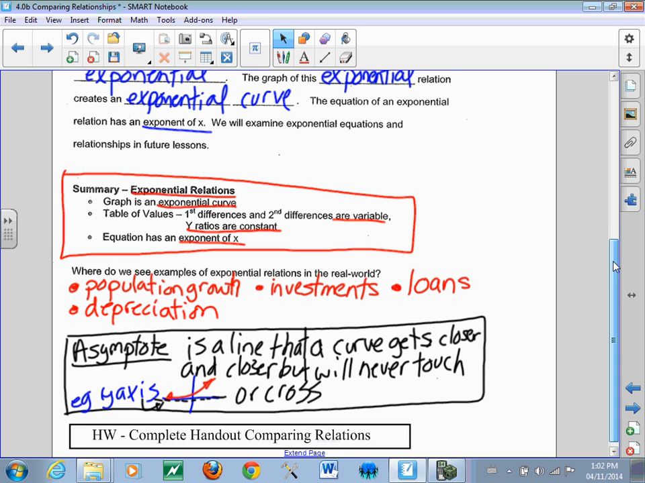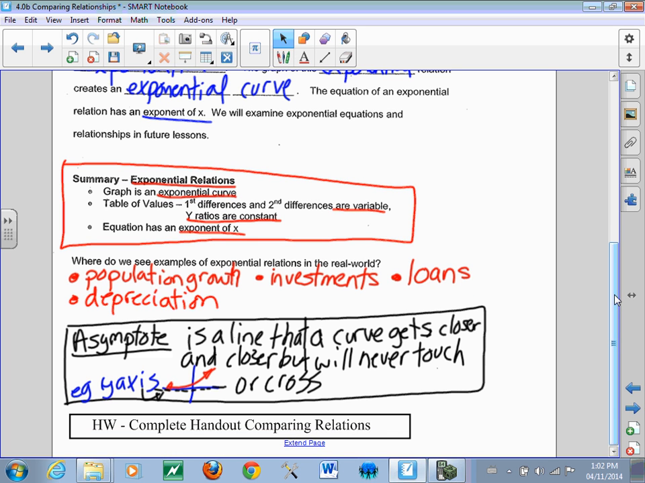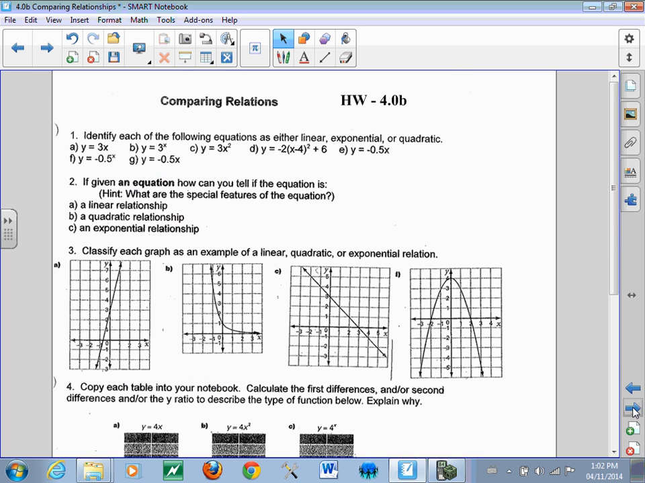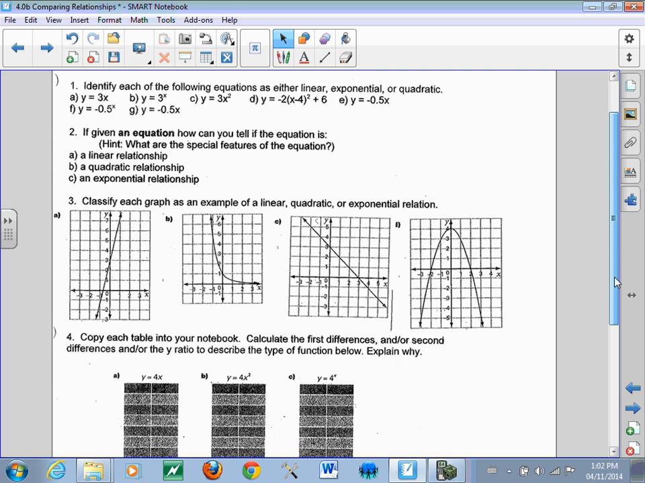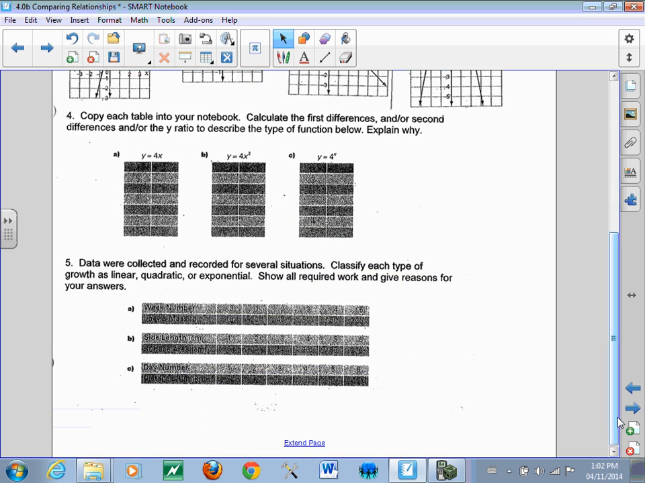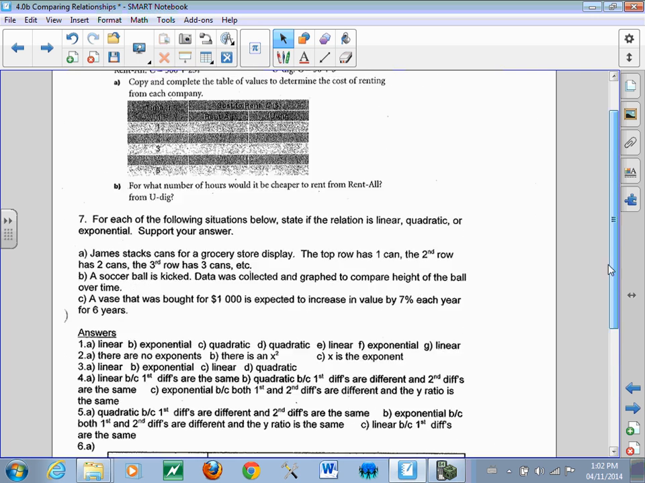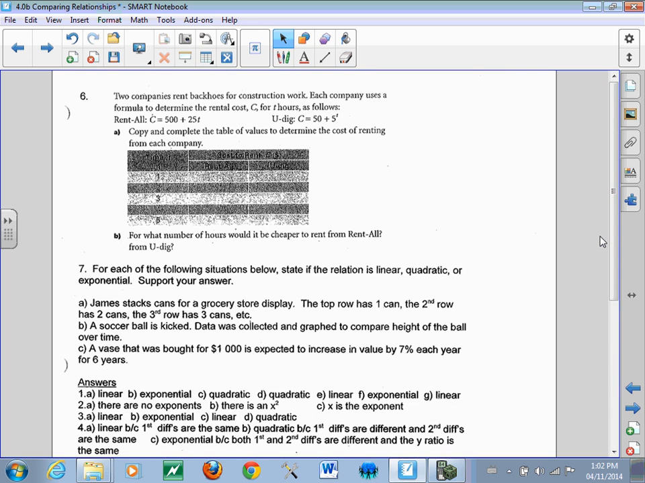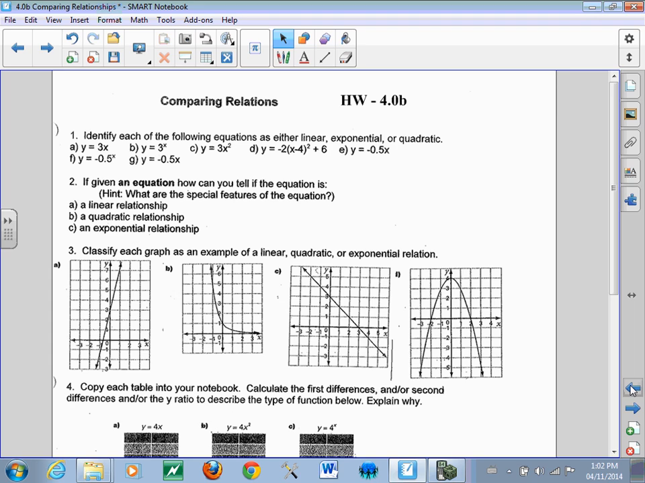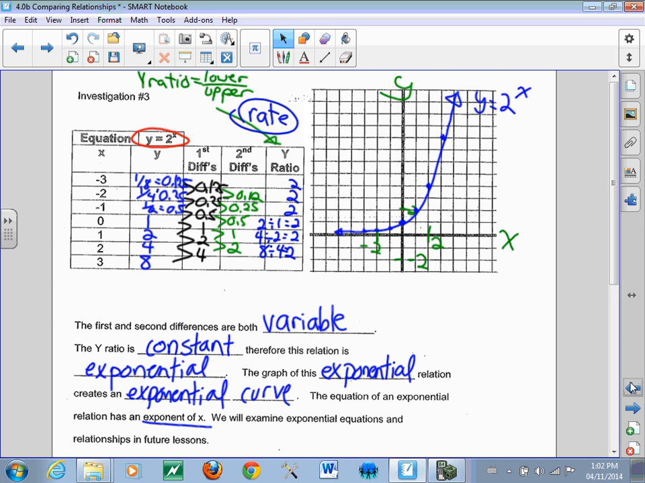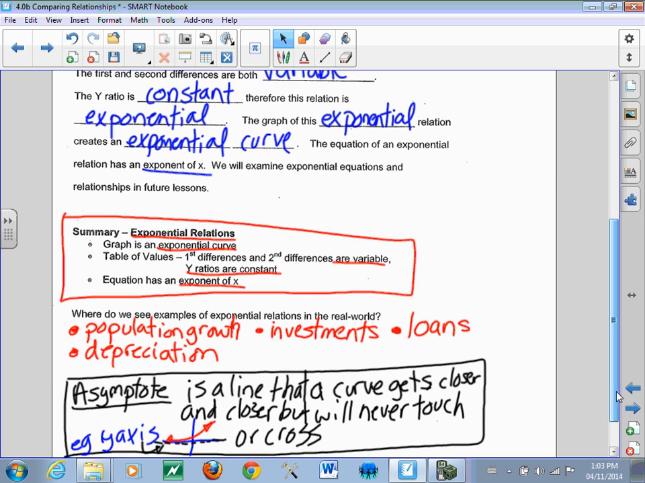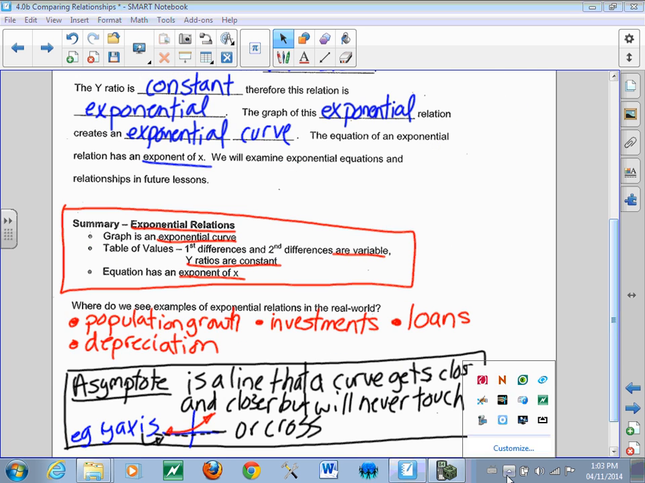All right, so here's your homework, folks. Complete the handout on comparing relations, which is right here, and your answers are on the back side at the end. So take a look at doing that, folks. Have a great day, and of course, have some fun with this. If you need any help, please see me, and namaste.